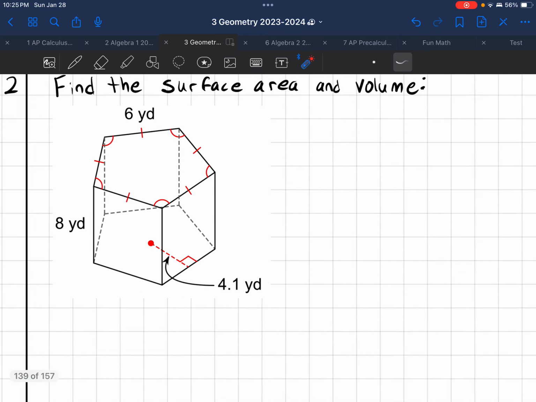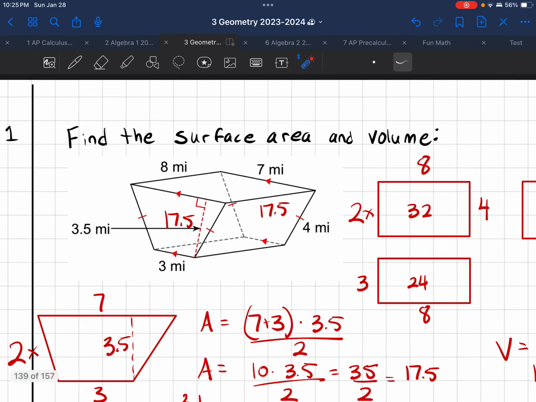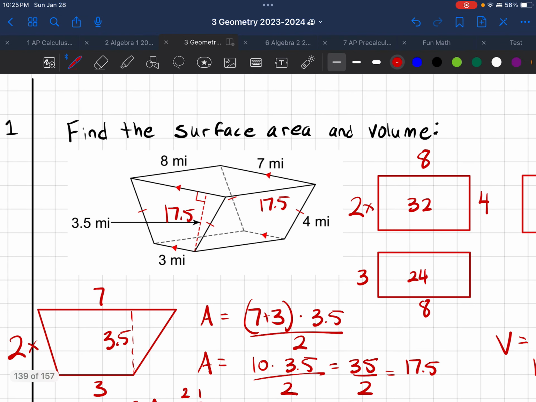I think the main thing in this one that most students are struggling with is how do you figure out the base shape of this pentagon down here? Because I didn't analyze this up above, but the shape that we were dealing with was called a trapezoidal prism.